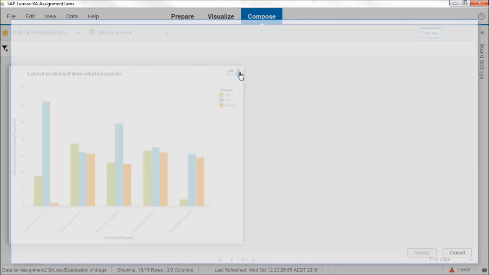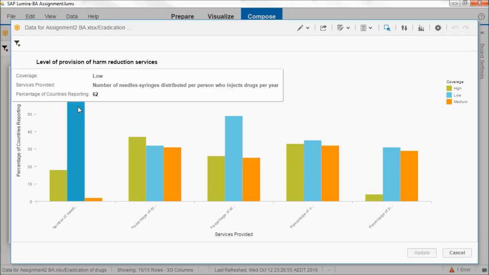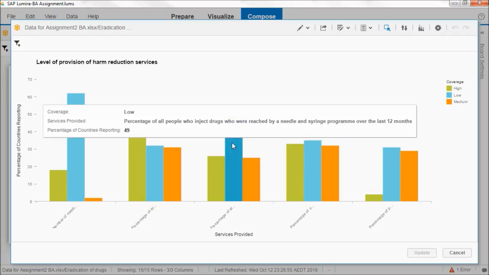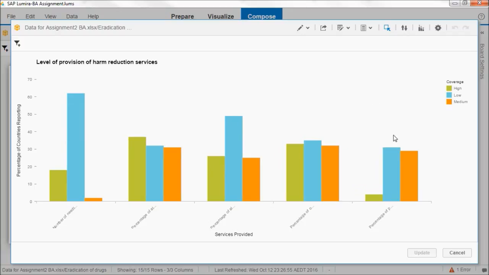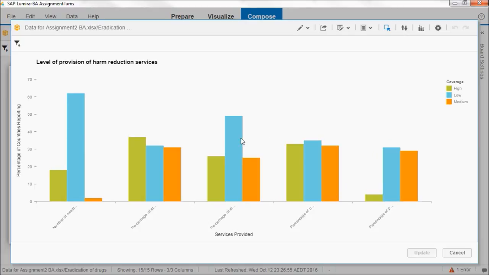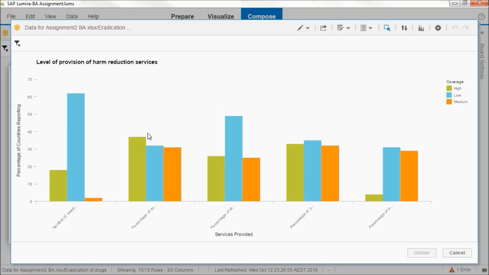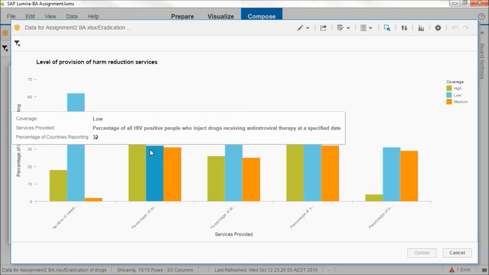On the final graph, we can see the level of harm reduction services provided by different countries to people who inject drugs. The percentage of countries that report having a low coverage is higher than the percentage of countries that report having a medium or high coverage in 4 out of the 5 services. This indicates that most countries don't have a very strong health coverage for this group of people, which may lead to more deaths caused by AIDS and hepatitis C.